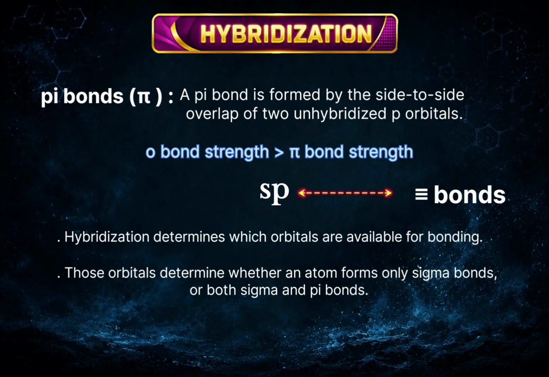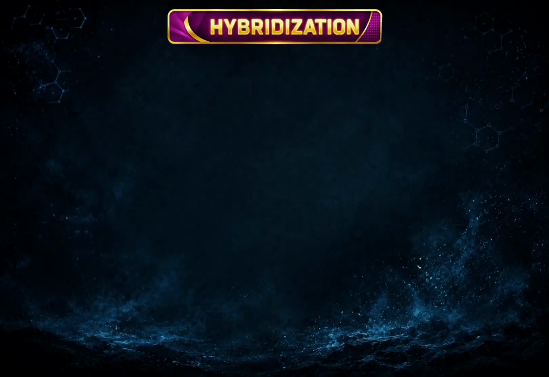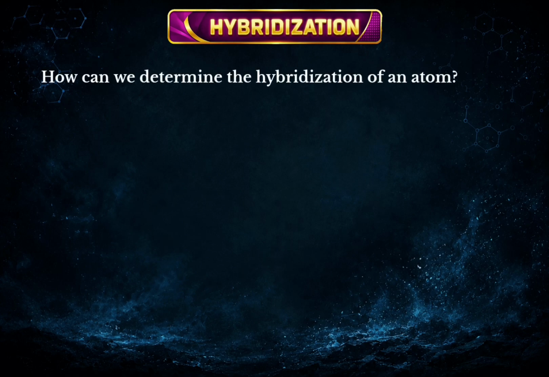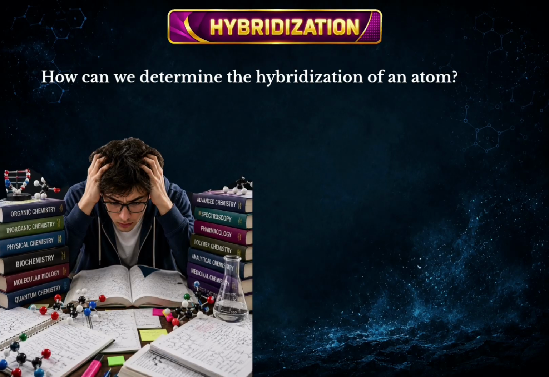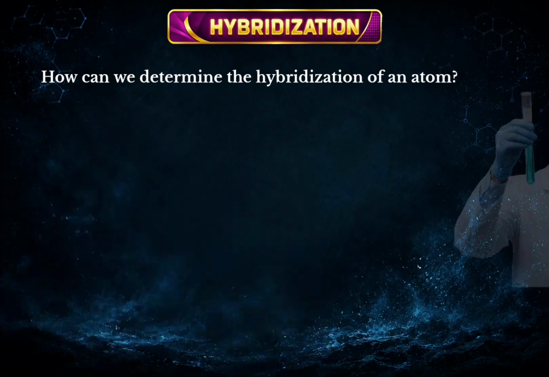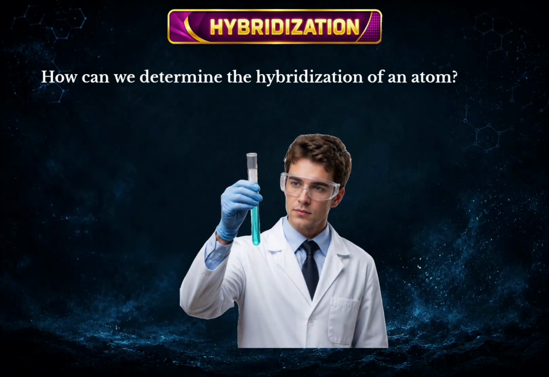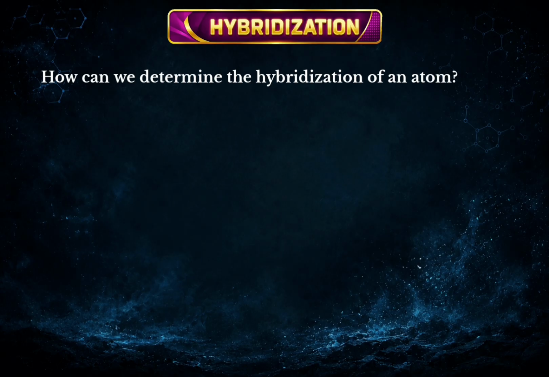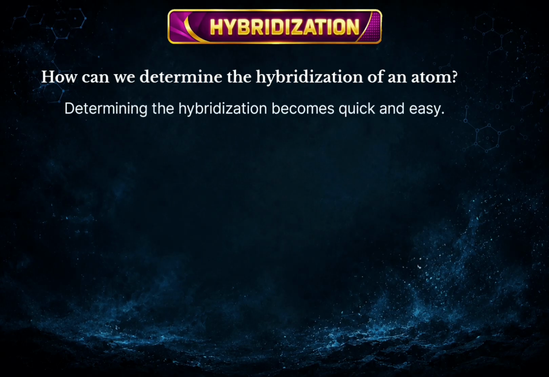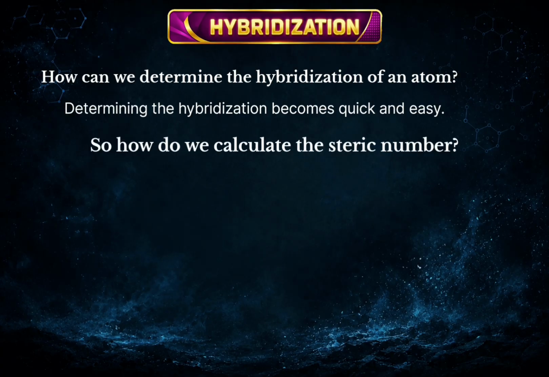Now that we understand what hybridization is, the next question is, how can we determine the hybridization of an atom? Fortunately, you don't have to memorize every molecule individually. Chemists use a simple quantity called the steric number. Once you know the steric number, determining the hybridization becomes quick and easy. So how do we calculate the steric number? We use a simple formula.